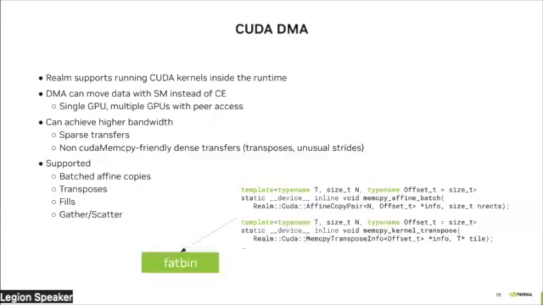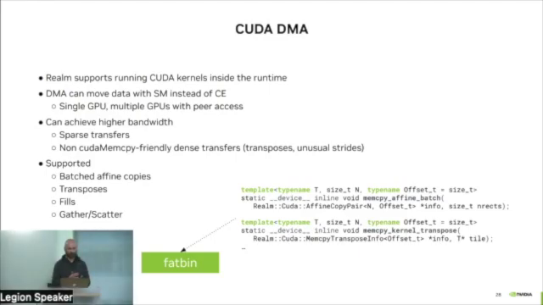For the large bulk transfers, the copy engine is still going to better saturate the bandwidth. But for cases where you have lots of small sparse memory copies, or some pattern that is not CUDA memcpy friendly, like a transpose or something with unusual stride, you have a high chance of achieving higher bandwidth going through the CUDA DMA. As well, on Grace Hopper, on a system that supports pageable access, we can use CUDA DMA to do the host-to-host data movement for you as well. We support batch-defined copies, transposes, fills, and scatter gathers.